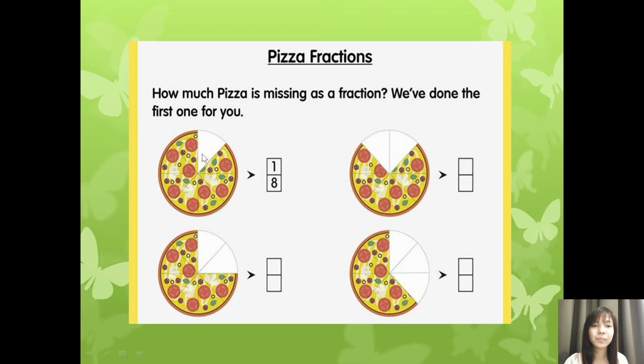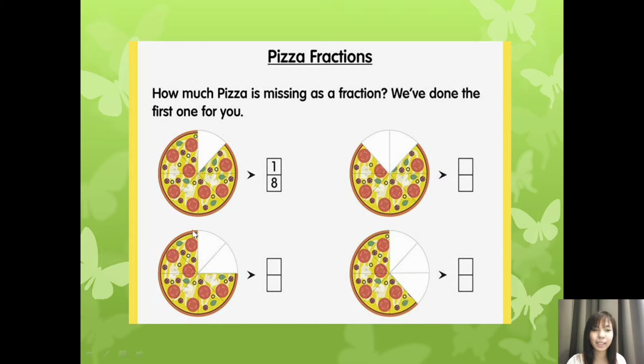So, there's one part missing, which means, let's say I already ate one part of the pizza. So the numerator is 1, and the whole, the total parts, is 8. Alright, so we read it as 1 over 8 or 1/8. Everybody say 1/8. Okay, next.